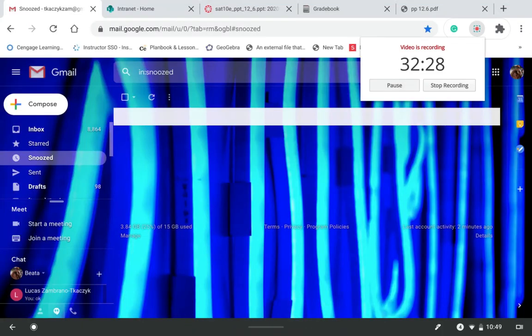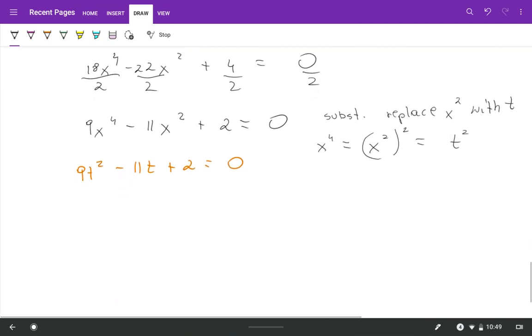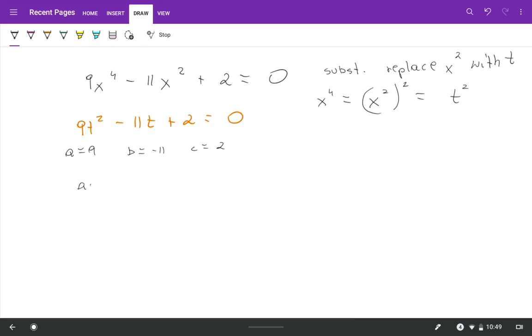Okay, so we continue. So this is correct. We can factor that. So let's use the AC method. A equals 9, B equals negative 11, C equals 2. So A times C is 9 times 2, which is 18. So let's find two numbers which by multiplication give you 18, and the same two by addition give you B, which is negative 11. Don't forget that's B. So negative 9 and negative 2 will work.